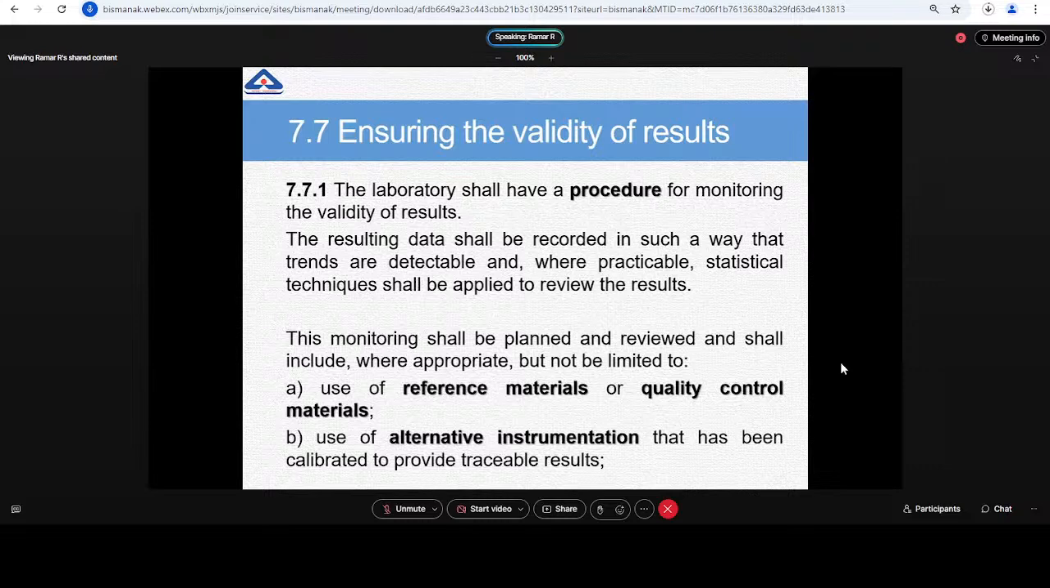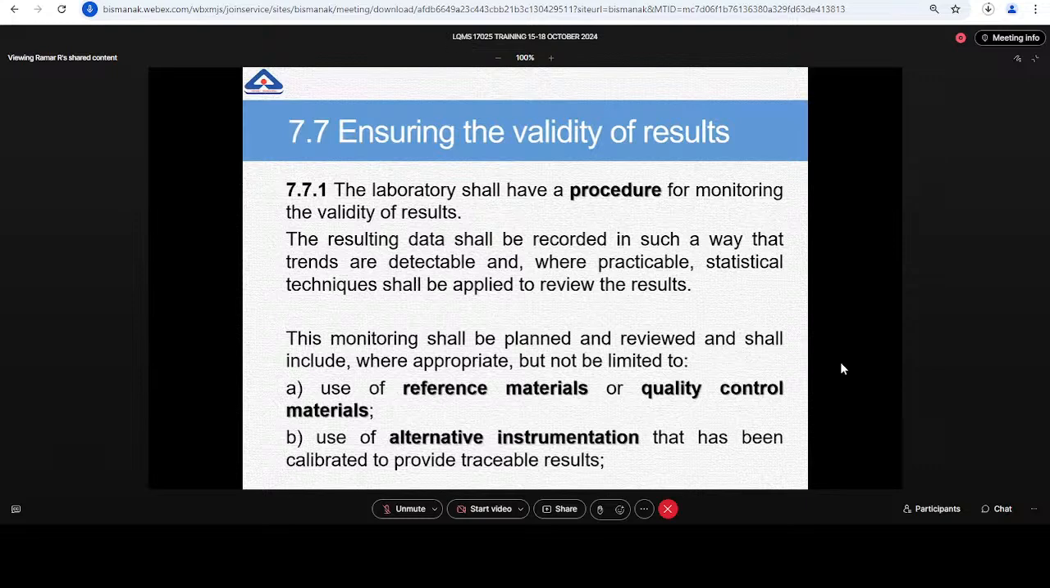And here the frequency: don't do it every day. Maybe you can have it once in a month or once in a quarter. If possible, you can include alternatives which can be applicable. The responsibility is with the technical team, and the frequency, my suggestion is once in a quarter. The evaluation is based on percentage deviation, and for that, the criteria can be based on Horwitz's equation, or 5% or 10%.